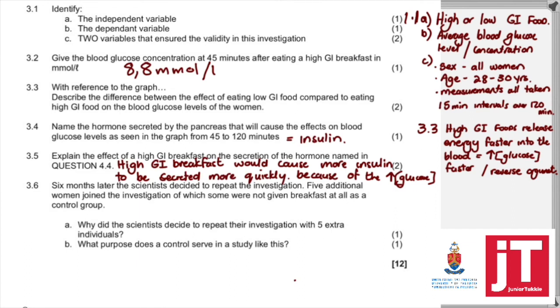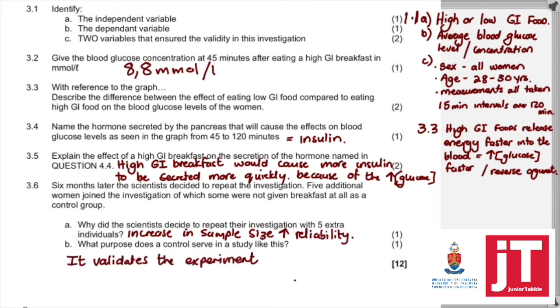Right, let's look at question 3.6. Six months later, the scientists decided to repeat this investigation. So they would have changed a few things. Five additional women joined the investigation, of which some were not given breakfast at all, as a control group. Now, why did the scientists decide to add the extra 5 individuals? This would be to increase the sample size, which adds to the reliability of the investigation.